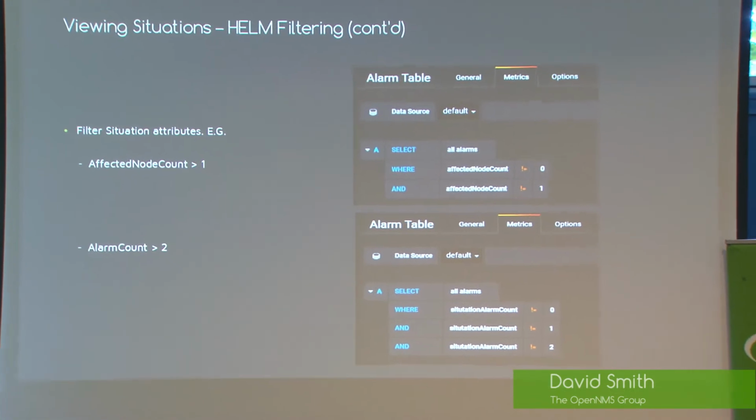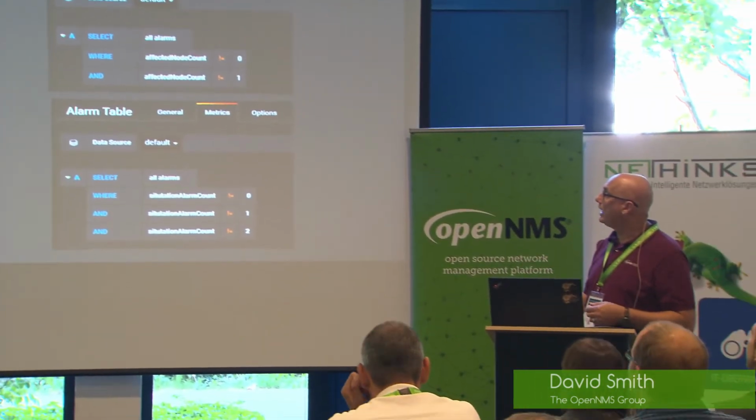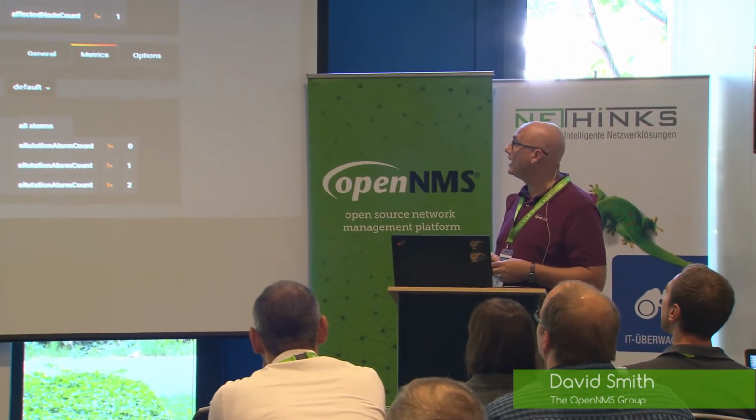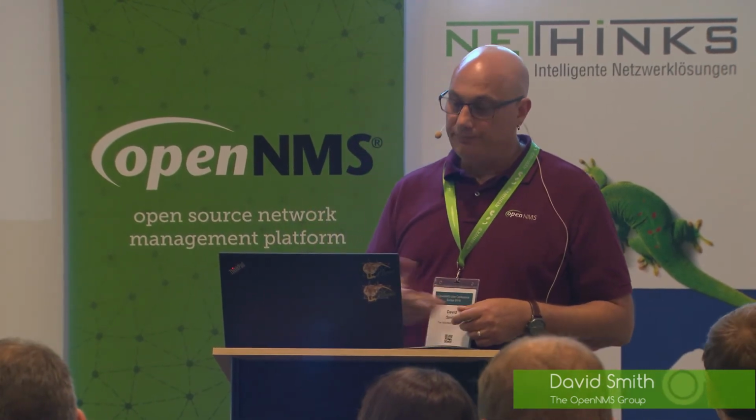The extra two columns in the situation table can be done this way. Affected node count, you can actually filter on that. If it's not equal to 0 or 1, so anything greater than 1, will be displayed. Similarly, alarm count could be filtered on. And I spoke to this already, that there's an extra alarm count and affected node count.